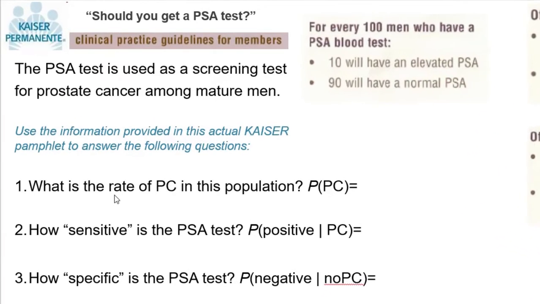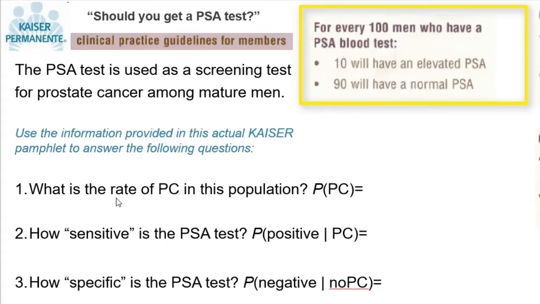We are told that for every 100 men who have a PSA blood test as part of screening, 10 will have an elevated PSA test result. So that's what we would call a positive test result. And 90 will have normal PSA levels. So that's what we would call a negative test result.